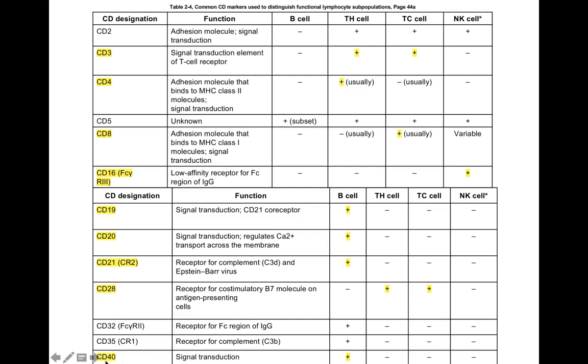Another one that we'll look at more later on, it's important for T cell signaling. CD40 is on the B cell, and it can interact with CD40 ligand on T cells. We'll see those interactions more later on in the course.